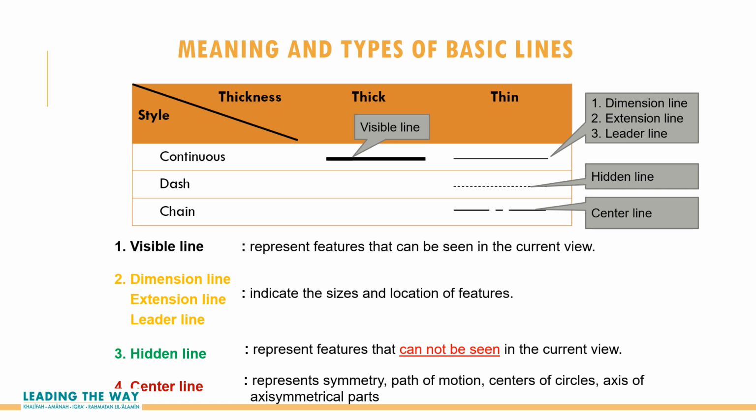So this is usually used for dimensioning line, extension line, and leader line. This one we're going to see later. And then we also have the hidden line. This one represents the features that we cannot see in the current view, but it is there. This is usually drawn using a thin dash line. And the last one is the chain line, which is used for the center line. This one represents the symmetry, path of motion, center of circle, and axis of symmetrical parts.